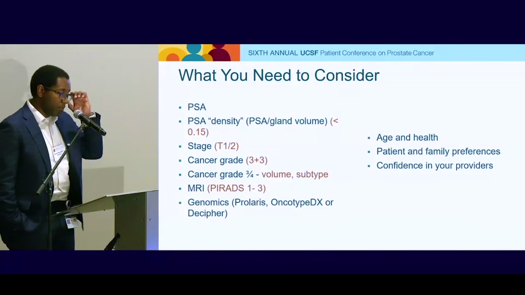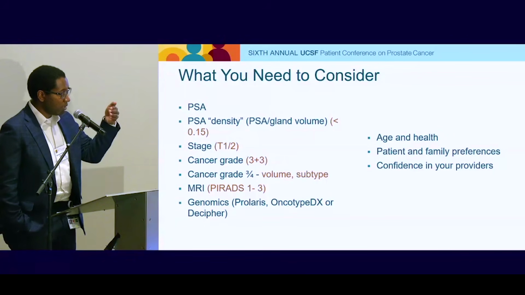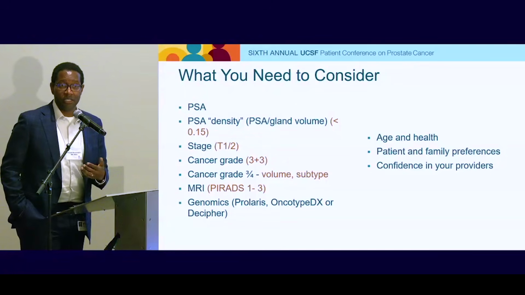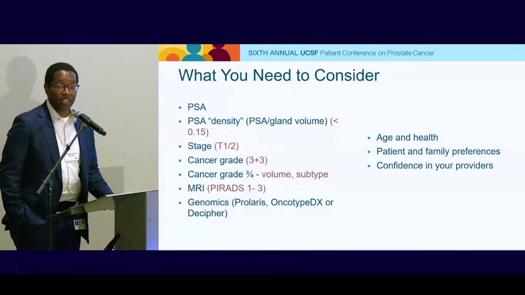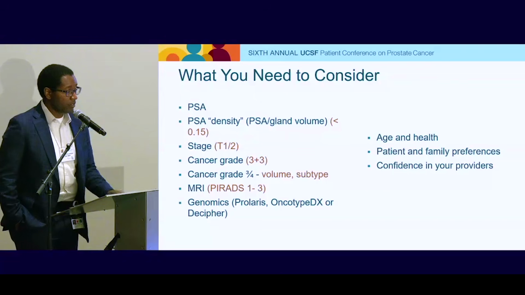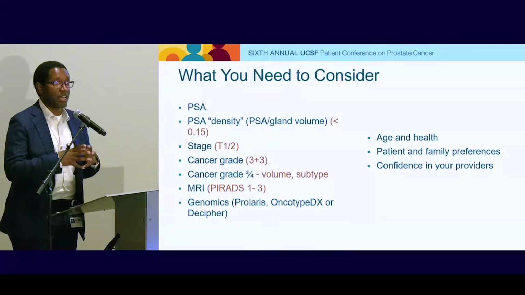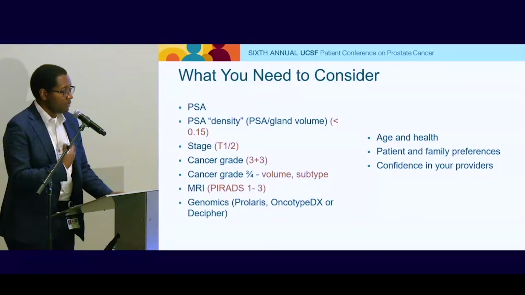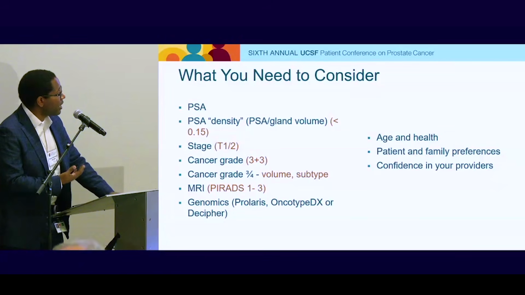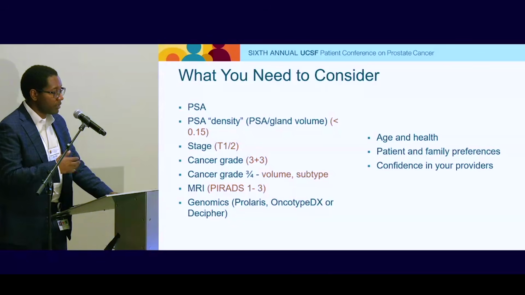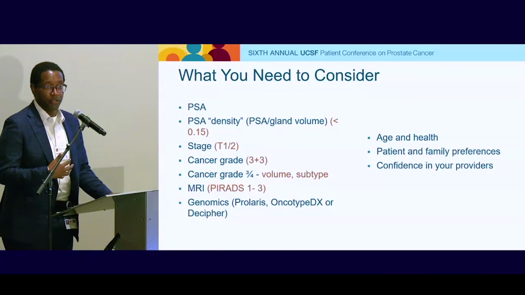Going back to the table a few slides ago, you can start to see all the different factors that we consider when we talk about low-risk disease or whether or not you may be a good candidate for active surveillance. That includes the PSA density, which is the PSA divided by the size of the prostate itself, giving us more clues about the potential behavior of the disease, the stage, where it's located within the prostate, and the grade, what it looks like underneath a microscope.